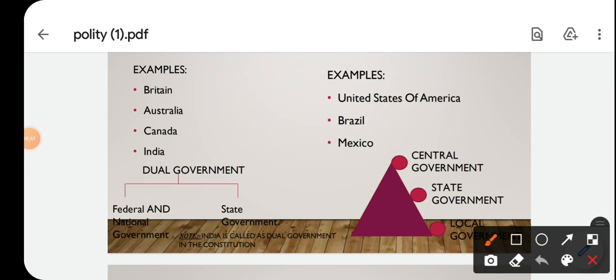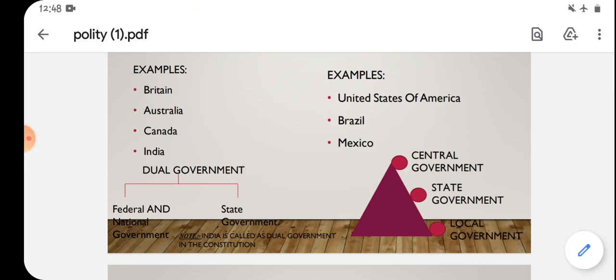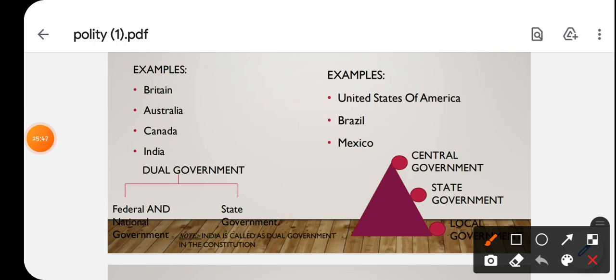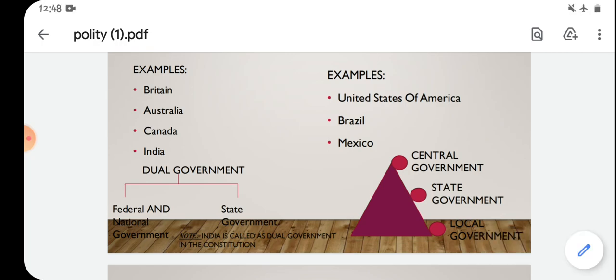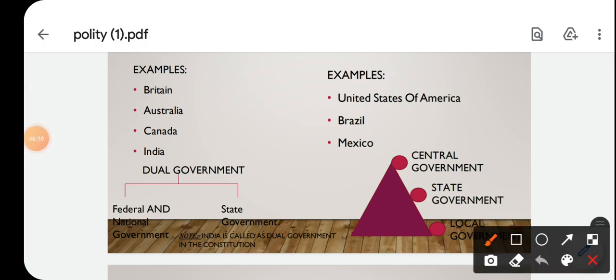See, what happens in presidential or unitary government is, same again, assume this triangle as a country. In presidential government, there is the central government, state government, and the local government. In this type of system, in unitary type of system, all the powers are kept within the central government. Whatever powers are there, they are kept within the central government.